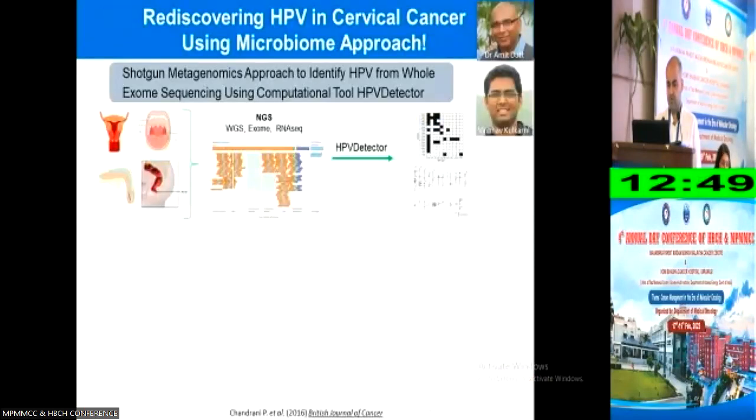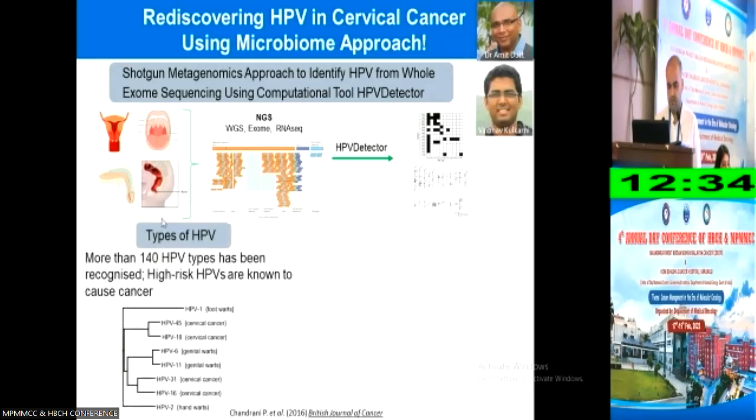So by using this concept, in my post study when I was a PhD student in Dr. Amit Dutt's laboratory, we developed HPV detector to identify HPV from cervical cancer whole exome sequencing datasets. And for that, at that time we prepared 140 HPV strains in the database, but now it has been extended further to contain at least 190 different HPV strains.